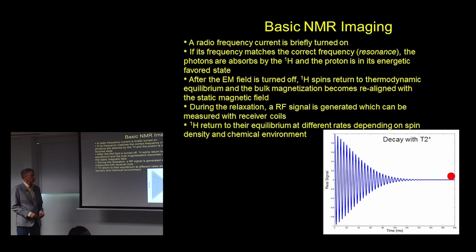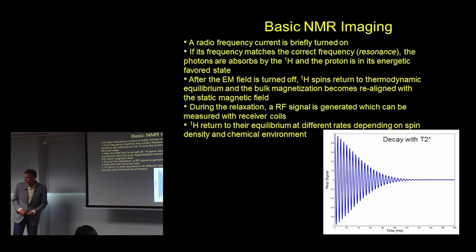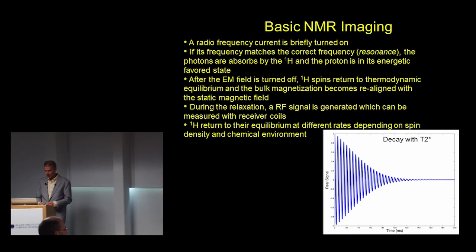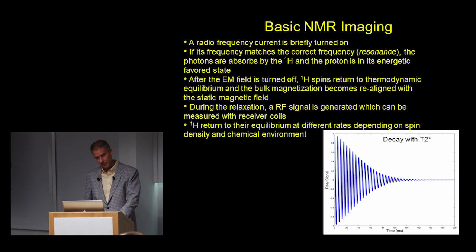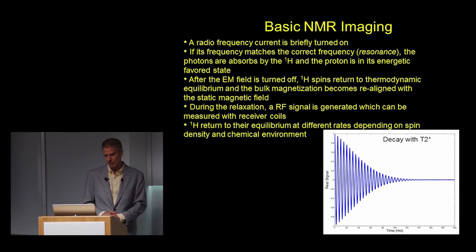Essentially, it's a rate at which the H1 return to the equilibrium. That depends on all sorts of things like the spin density and the chemical environment. So that's the basic physical phenomena that you're exploiting in NMR.